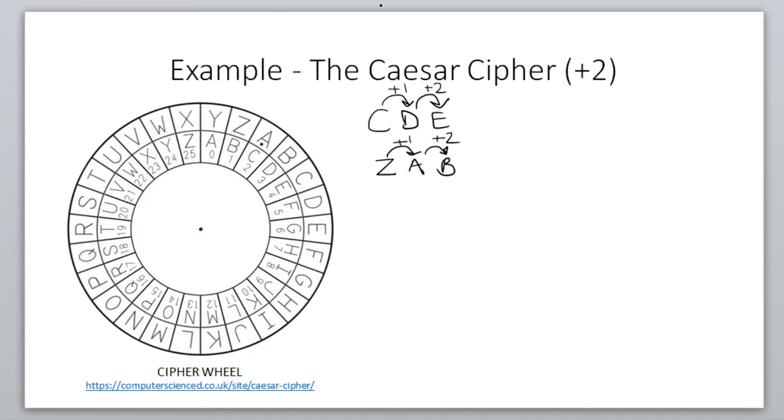Let's put this into practice. Let's say that Caesar wants to send the message to his soldiers saying to attack. He wants to send it in such a way that if the message gets intercepted by an enemy, they wouldn't be able to understand what it's saying. So instead of sending this plaintext message, he sends an encoded message, aka ciphertext.